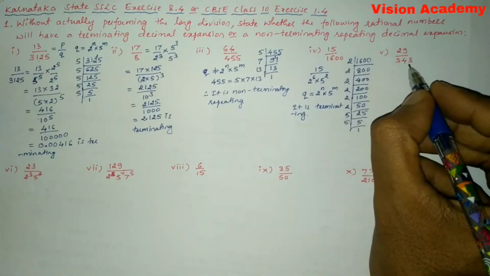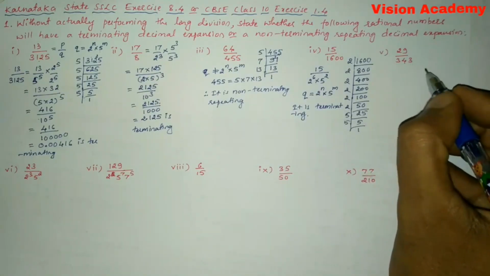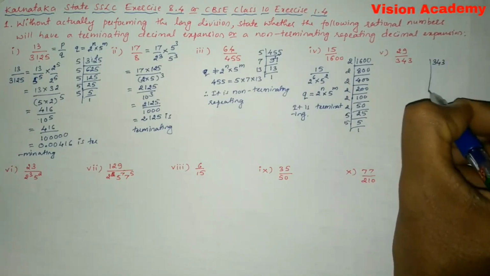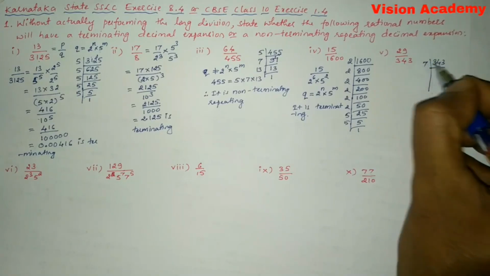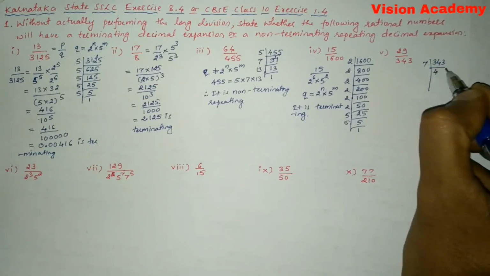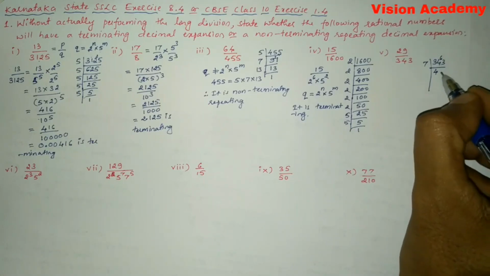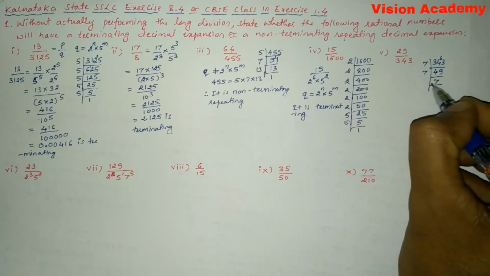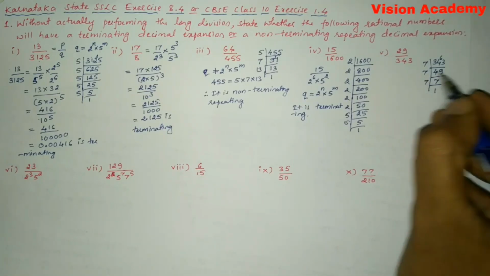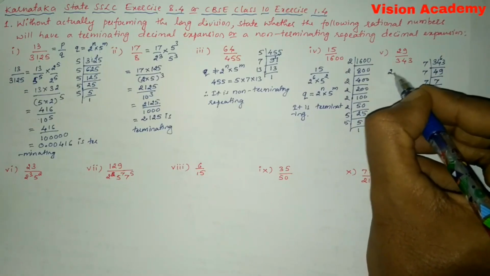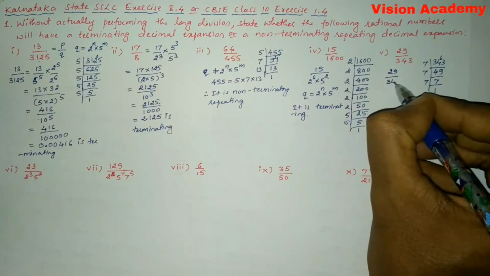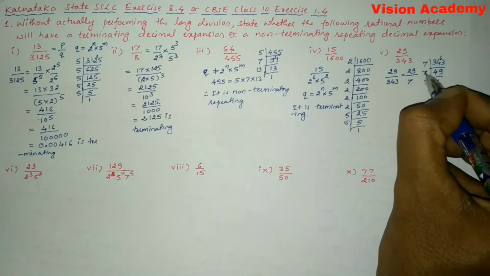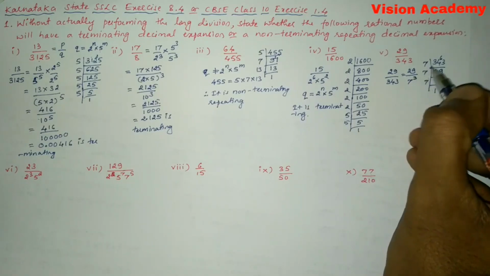Now let us move on to Roman number 5. Here we will write 343 and divide this number by 7. So 7 4s are 28. So 6 remains. 7 9s are 63. Again 7 7s are 49 and 7 1s are 7. So here we are going to get 29 divided by 343, which can be written as 29 divided by 7 to the power 3.